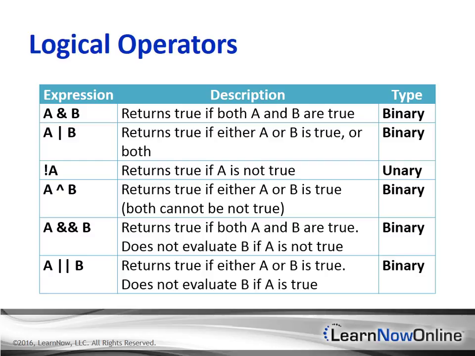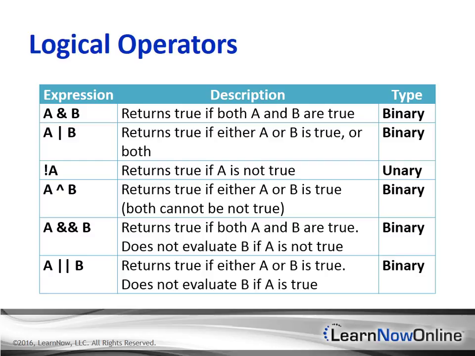You can use the bang operator, which returns true if A is not true, so it's essentially returning the logically opposite value of A. So if A is true, it returns false. If A is false, it returns true. And then there's the exclusive OR operator, A caret B. And this returns true if either A or B is true, but both cannot be true.